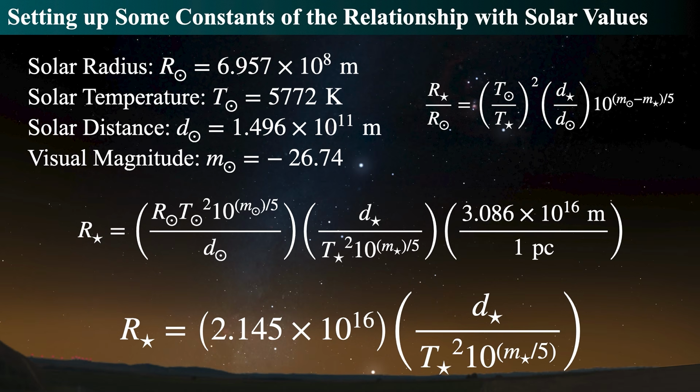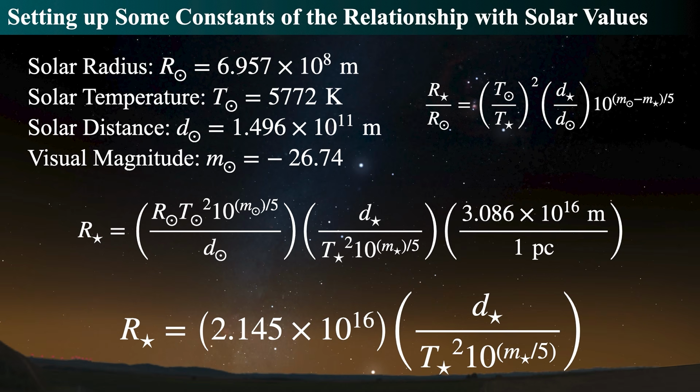The solar radius is about 7 times 10 to the 8th meters. The solar temperature is 5,772 Kelvin. The distance to the sun in meters is about 1.5 times 10 to the 11th meters. And the visual magnitude of the sun is negative 26.74. We plug all that in and solve for the numbers and convert meters to parsecs, because we don't measure meters to a distant star. We measure things in parsecs.